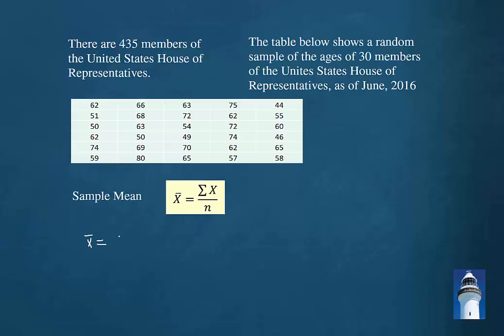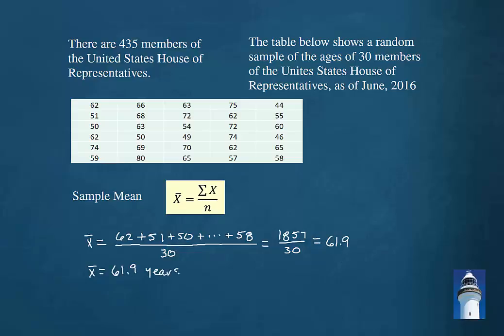Again, we will first sum all of the data values in the data set, and then divide by the number of data values in the data set, or in this case, the sample size. Since our data values were all whole numbers, the rounding rule for the mean tells us that we should round our result to the nearest tenth of a year. So the mean for this sample of 30 U.S. representatives is x bar equal to 61.9 years.